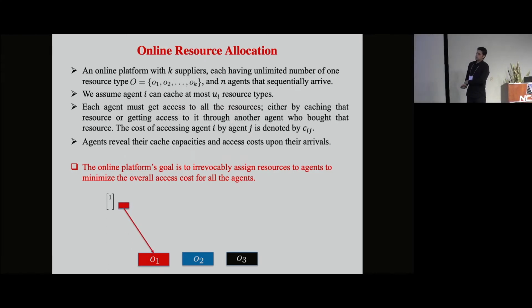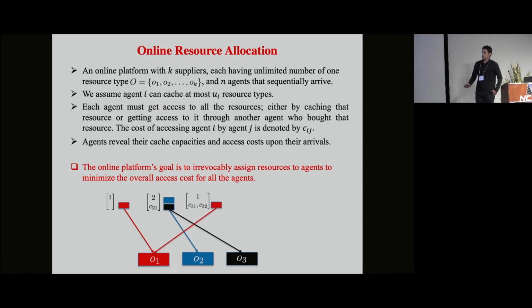Then the first agent comes to the system. It says I have a cache size of 1. The platform is going to assign the red resource to that. Then the next agent comes. It has a cache size of 2. It reveals its distance, or its access cost, to the previous agent. And the platform is going to fill its cache with blue and black. And the next agent comes, says I have a cache size of 1. It reveals its distance with the previous 2 agents. And the platform assigns it the red resource, and so on and so forth.